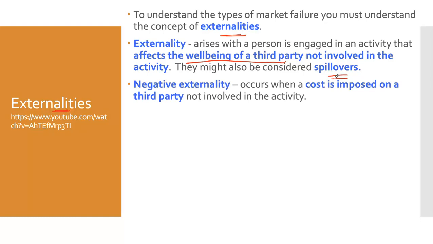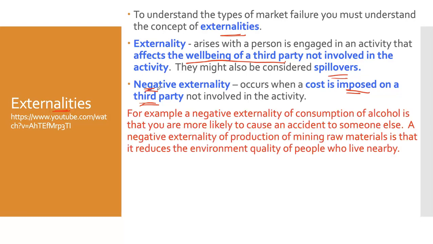We might have negative externalities, and this occurs when a cost is imposed on a third party not involved. So this is negative because a third party has got a cost involved to them. Something negative has happened to them. For example, a negative externality of consumption of alcohol is that you are more likely to cause an accident to someone else. So a third party might be involved in an accident when they had nothing to do with the drinking of alcohol.